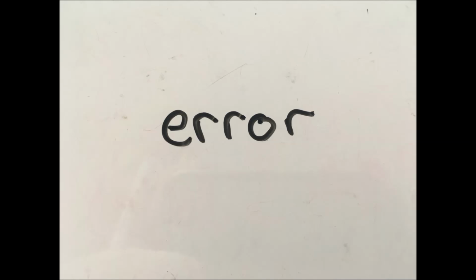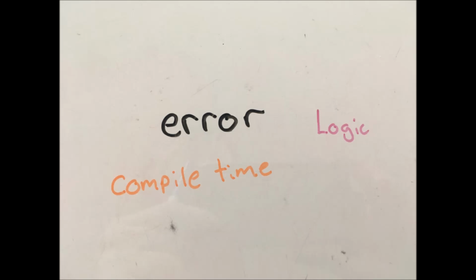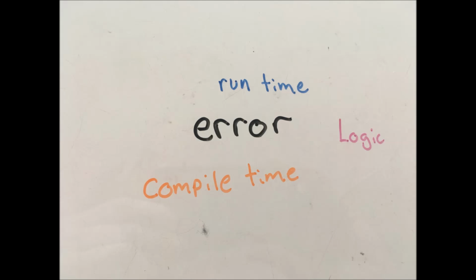An error is when a program does not do what it is intended to do. A compile time error occurs when the code entered in the computer is not valid. Logic errors are when all the code compiles correctly, but the logic behind the code is flawed. A runtime error is a problem that the compiler was unable to detect before the execution of the program.